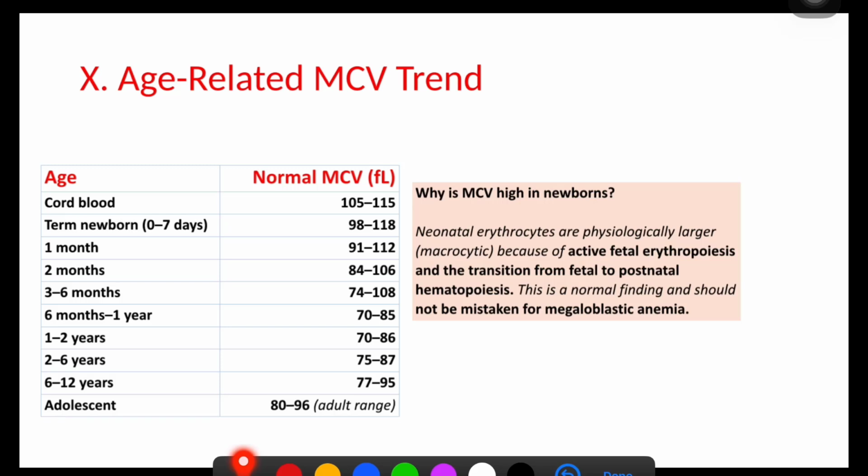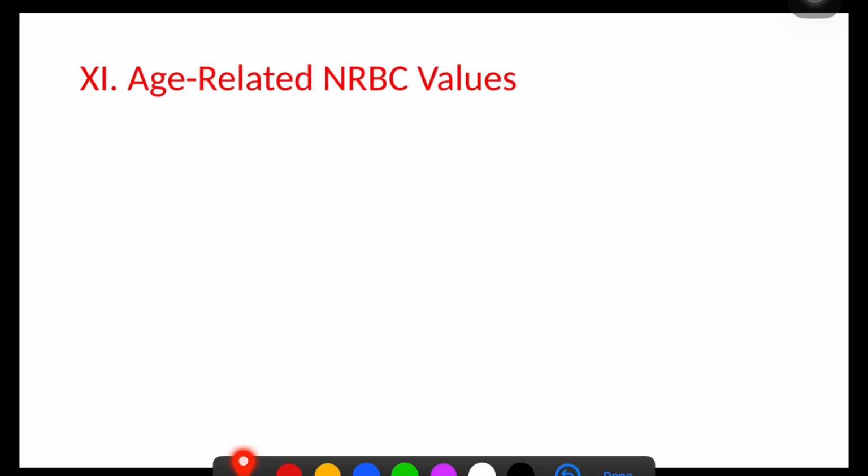It is because of active fetal erythropoiesis and transition from fetal to postnatal hematopoiesis. So a newborn will always have high MCV, and this is a normal finding and should not be mistaken for megaloblastic anemia. And from 1 to 2 years to 6 to 12 years it is 77 to 95 femtoliter, and in adolescents 80 to 96 femtoliter, which is the adult range.